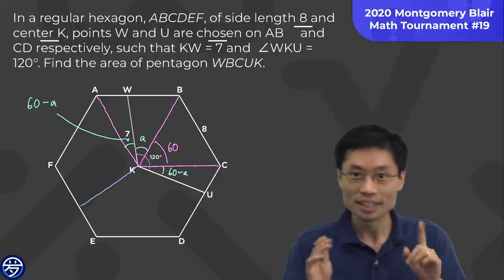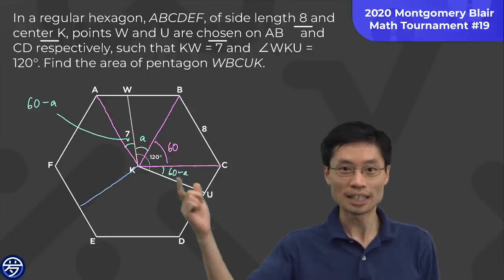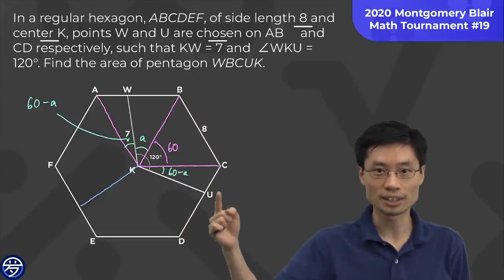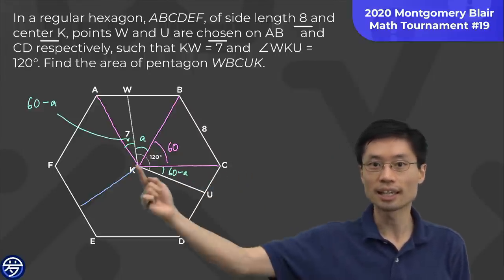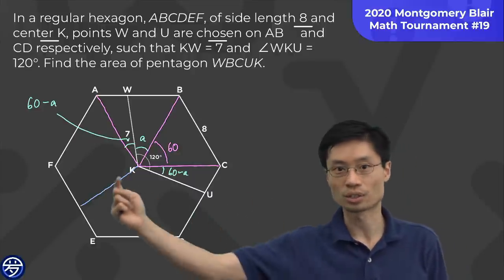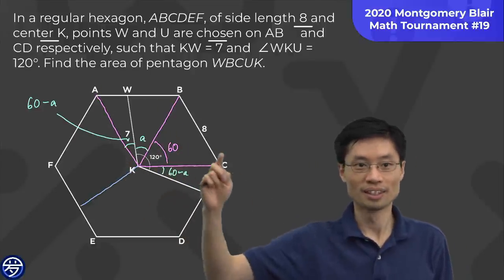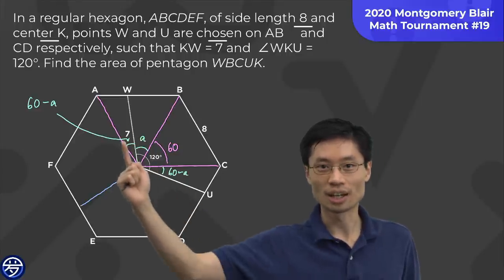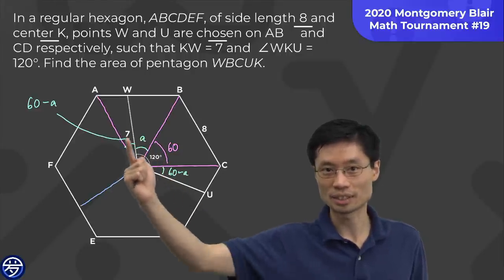Anyway, so this is 60 minus A. Jokes aside, now we're making a lot of progress. Because if that's 60 minus A and that's 60 minus A, now I'm going to say that this triangle here, this little guy, CKU, is actually congruent to the triangle AKW. And the reason why these two are congruent is because they match on an angle, okay? They match on 60 minus A.